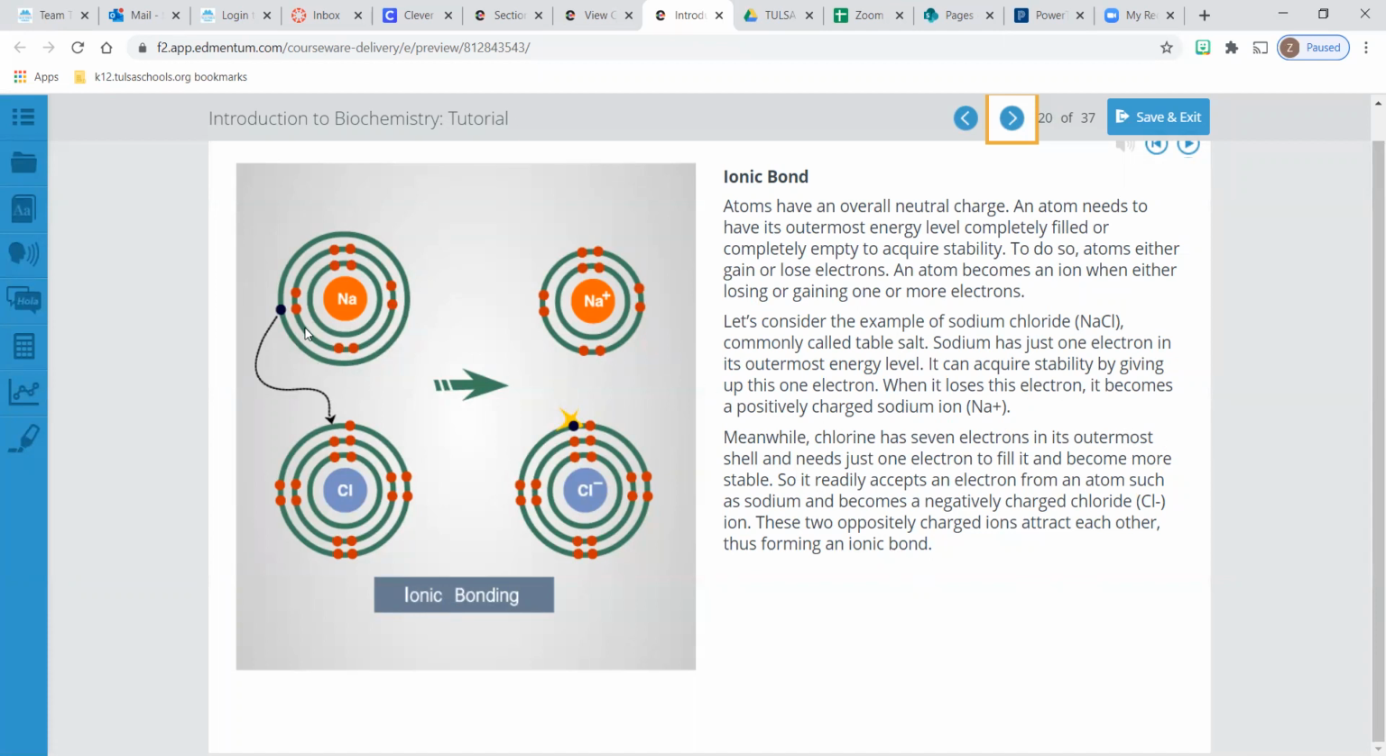But the idea here is that they're both neutral, but then one gives up and one gains an electron, thus giving them a charge that they did not previously have. And since now they have charges, this one has positive and negative, they're attracted to each other. So they stick together now. Previously they were neutral and they didn't really hang out, but now they're like, let's hang out.